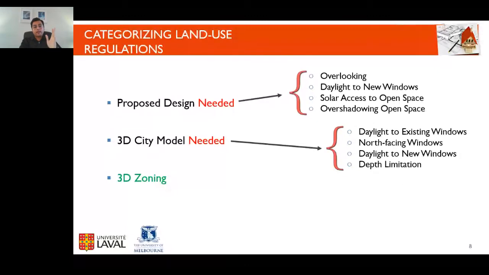So they cannot be mapped into 3D zoning unless we have access to the design model of the proposed development or 3D city models, including existing buildings and city furniture. For example, for mapping overlooking into 3D zoning, we need to have access to the windows of the proposed development. As another example, in the second group, depth limitation requires some underground assets like sewer pipes in 3D city models.